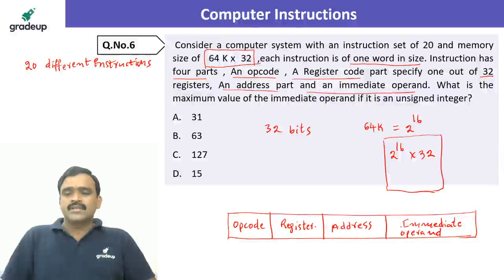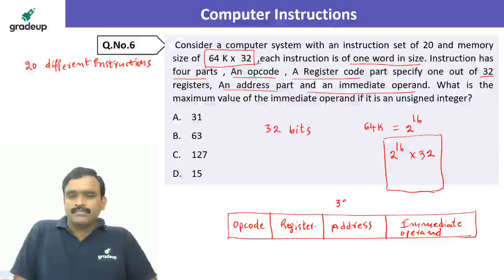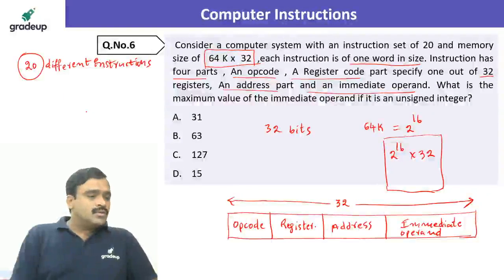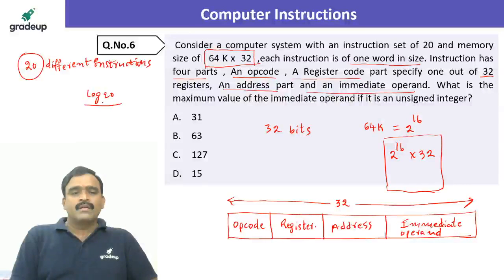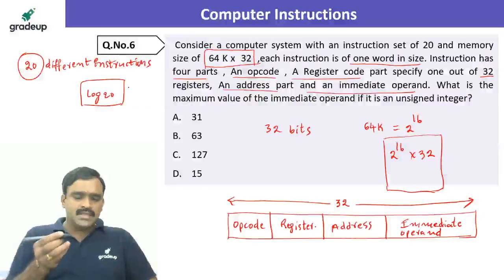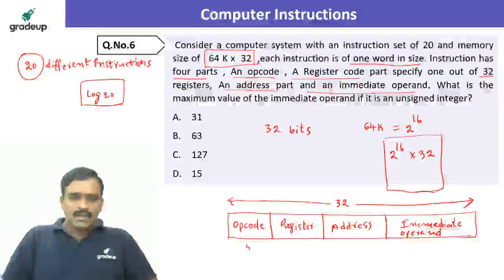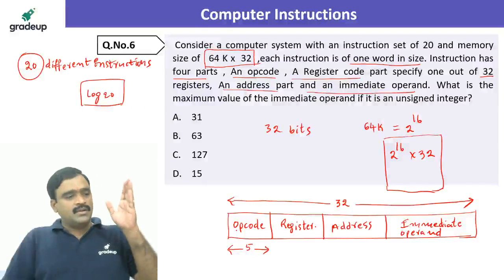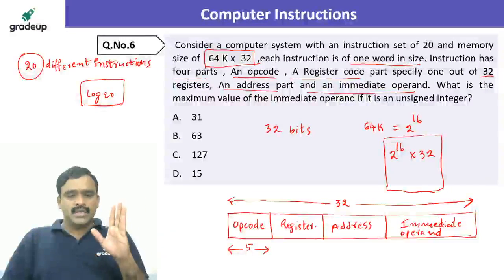What is the total size of instruction? It is a one word instruction. What is the one word size? It is 32 bits. We are having 32 bits as one word size. Out of 32 bits, as a computer is performing 20 different instructions, to identify one instruction out of 20 instructions, we require minimum log 20 bits. If I use 4 bits, only 16 instructions I can show. The 5th bit is mandatory. So 5 bits are sufficient to identify one operation code out of 20 operation codes. Of course, using 5 bits, a total of 32 are possible, out of which we use only 20.